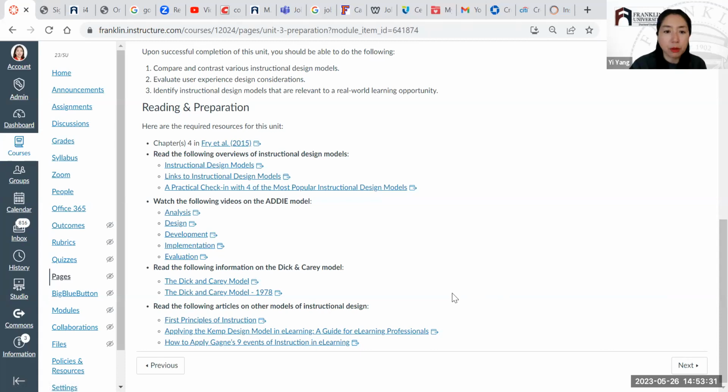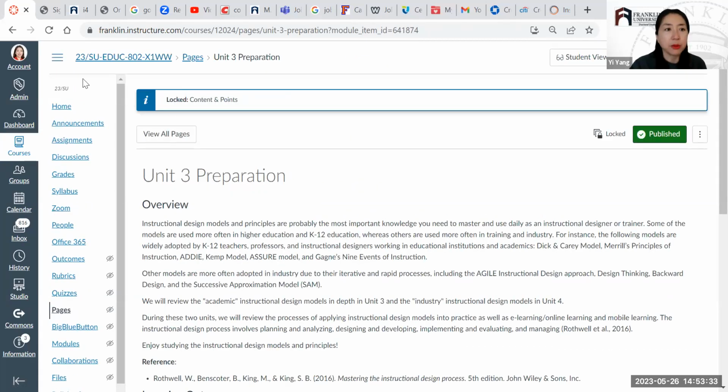So make sure you read those. They're excellent materials for you to understand instructional design models.